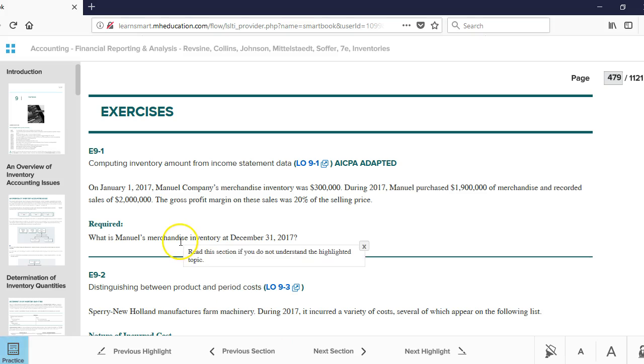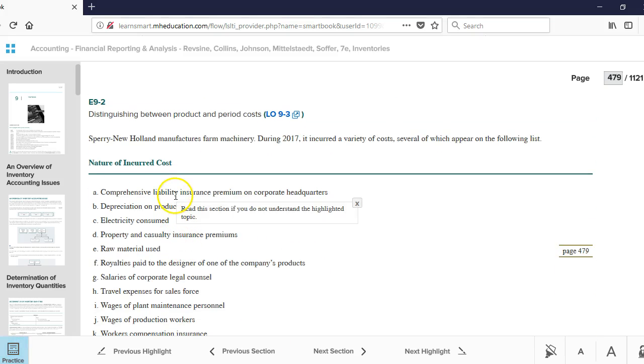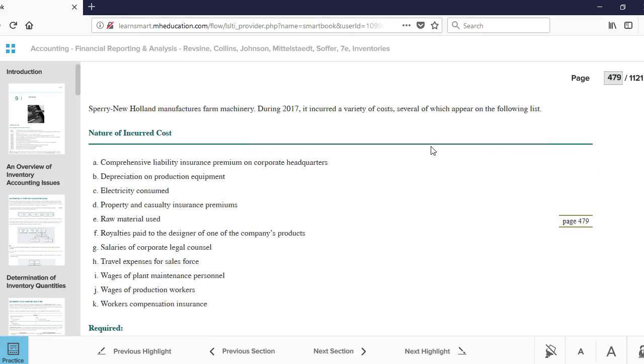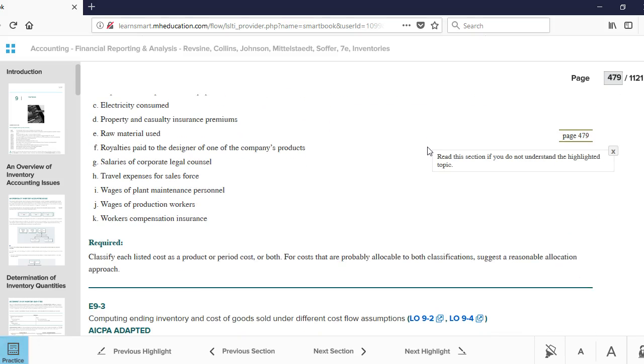Let's go back to the ebook and look at question 2. This one is a little bit simpler. It's just more of a concept question. It says here to distinguish between period and product costs. Sperry New Holland manufactures farm machinery. During 17, it incurred a variety of costs. Explain several of which appear in the list. And then at the bottom, they want us to classify each as a product cost or a period cost. And for costs that are probably allocable to both, suggest a reasonable allocation approach.